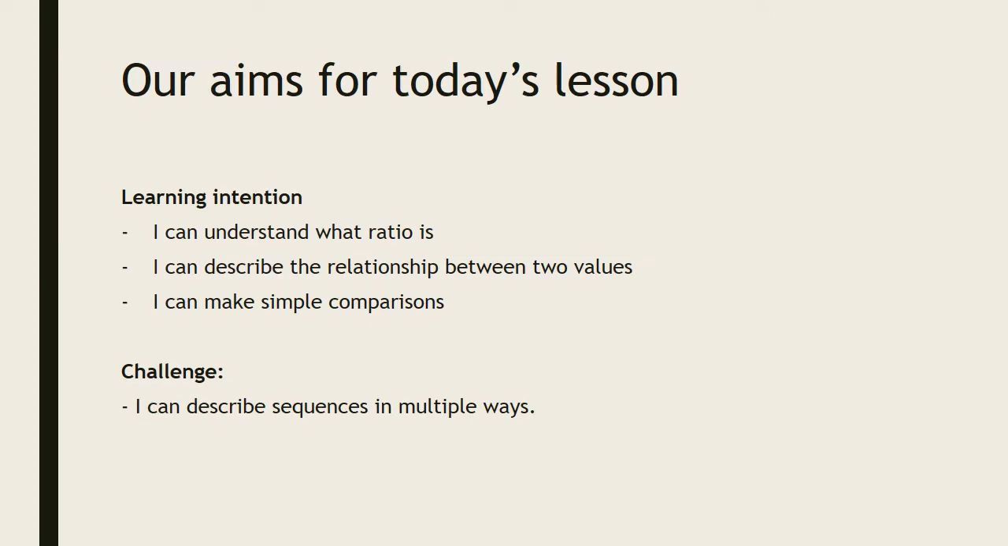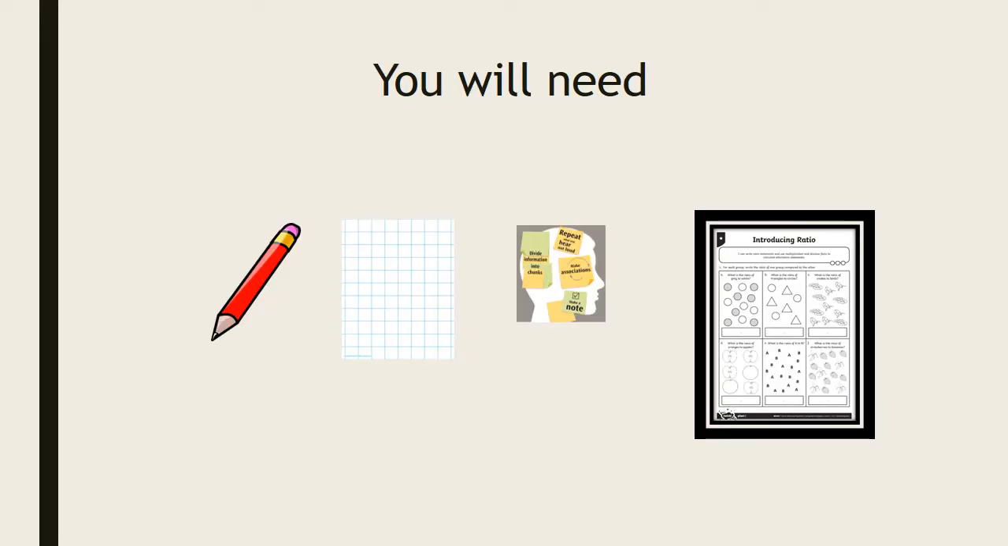So our aims for today's lessons are to understand what ratio is, to describe the relationship between two values, to make simple comparisons, and for some of you to describe sequences in multiple ways. For today's lesson you will need your pencil, a paper, your thinking hat, and the worksheets that were emailed to you this morning. You will need a timer, but I can't tell you which timer you'll need because you're going to set yourself a personal challenge and see if you can beat the time that you set for yourself. You will need a timer, one that you can set the time on, whichever time you please.